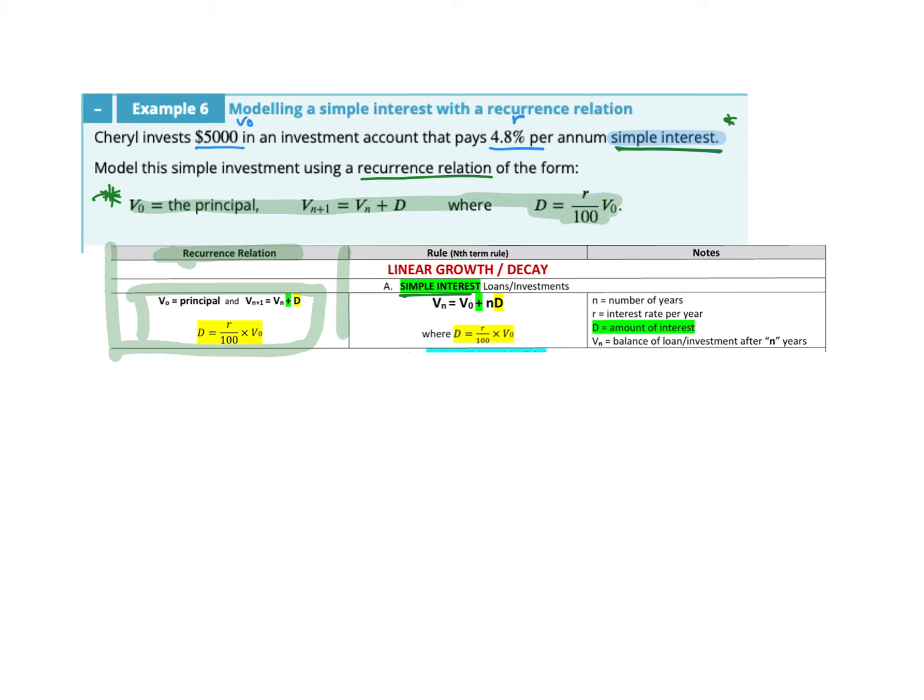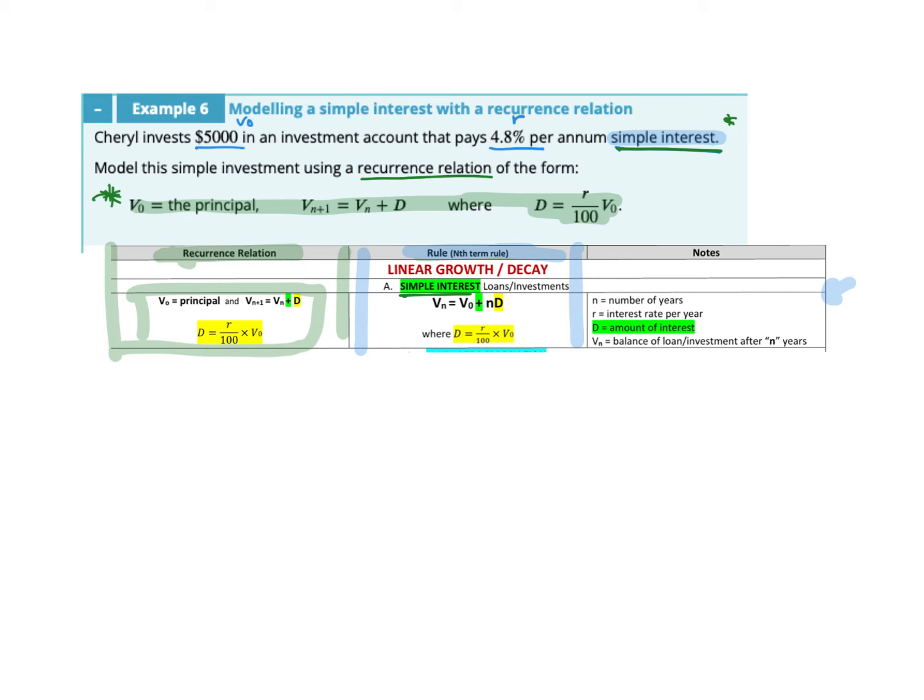We'll learn a little bit later, in the next examples, that we need to find the nth rule. When we do the nth rule, that's in this column of your simple interest, okay? And then there's just a few little notes to help you with some stuff, okay? So let's go do this question now.